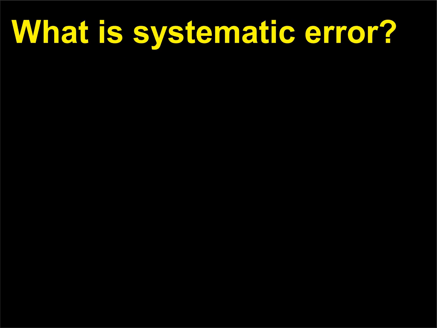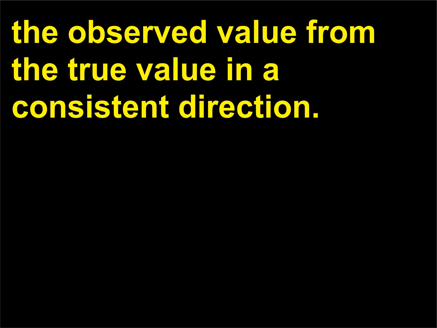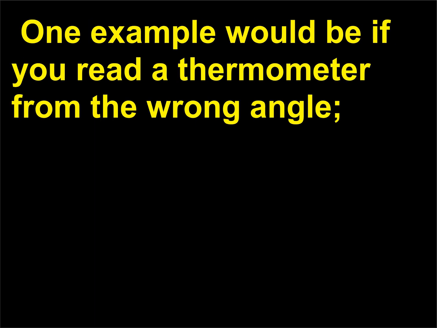What is systematic error? Systematic errors are unlike random errors in that they change the observed value from the true value in a consistent direction. One example would be if you read a thermometer from the wrong angle.